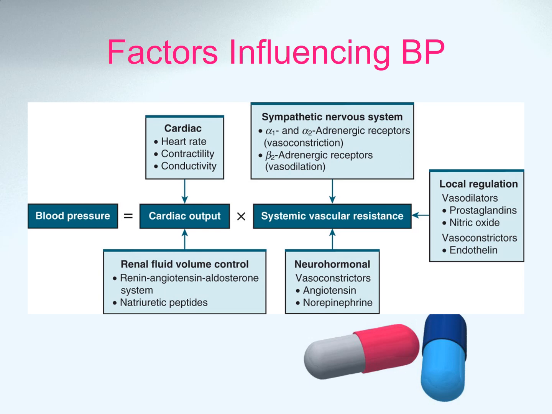Our SVR, systemic vascular resistance, is affected by neurohormonal factors, such as our vasoconstrictors that are in our body normally, angiotensin, as well as norepinephrine. Sympathetic nervous system, the alpha 1 and alpha 2 adrenergic receptors, cause vasoconstriction when they're stimulated, and the beta 2 adrenergic receptors cause vasodilatation. The local regulators, also the vasodilators, are prostaglandins and nitric oxide, and vasoconstrictors are endothelin.